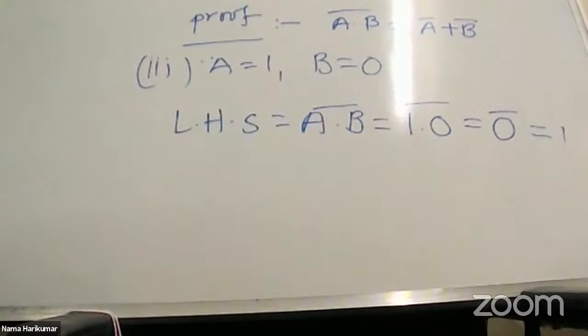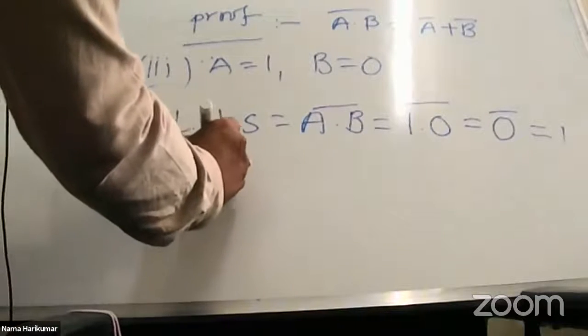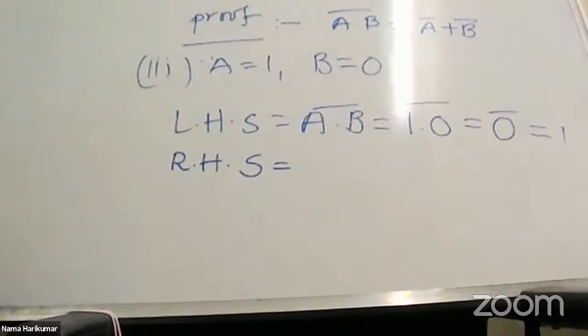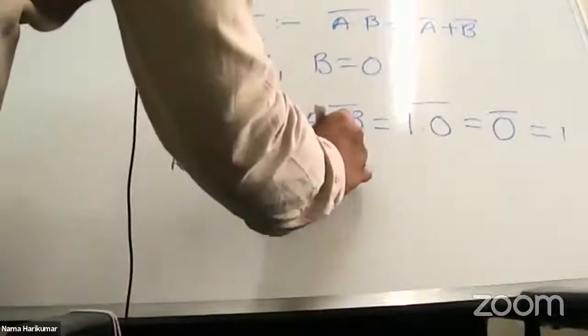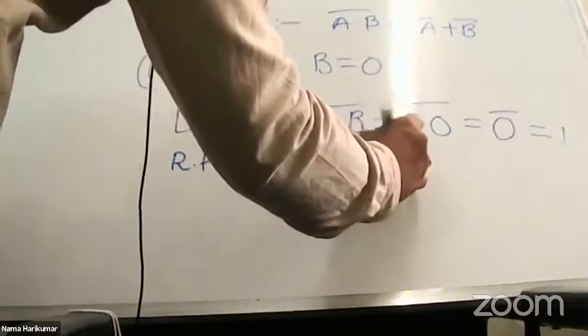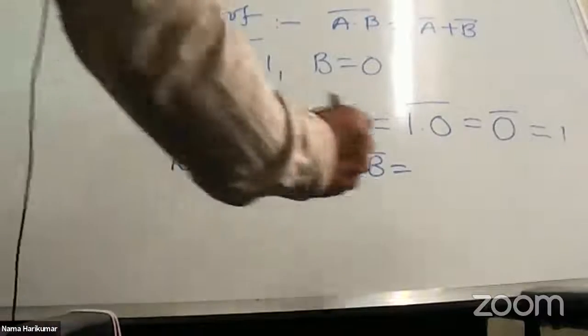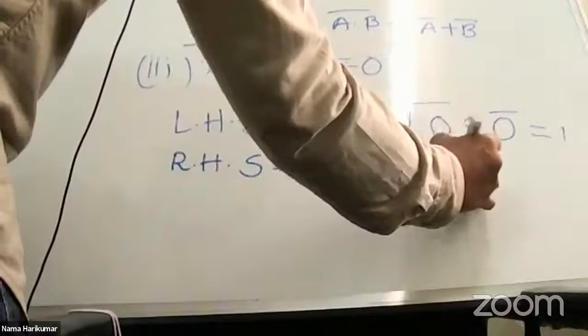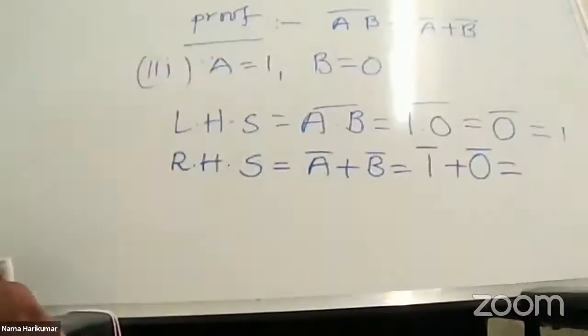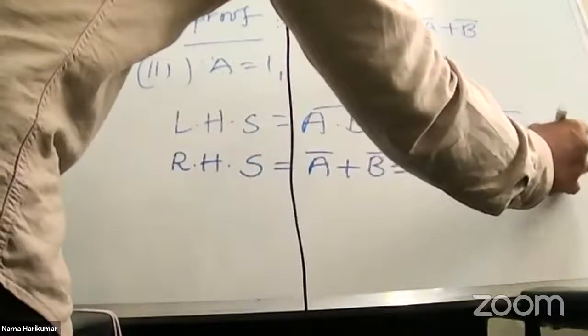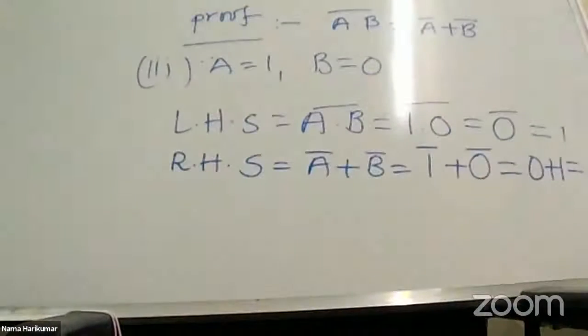Now it is clear. So next one is the RHS. In the RHS, value is A complement plus B complement. In the place of A, you put the 1 complement, then B, you write the 0 complement. So 1 complement is 0, then 0 complement is 1, then 0 plus 1 is 1. So when we put A equal to 1 and B equal to 0, the LHS value and RHS value are equal, that is 1 and 1. So we can prove the RHS and the LHS.